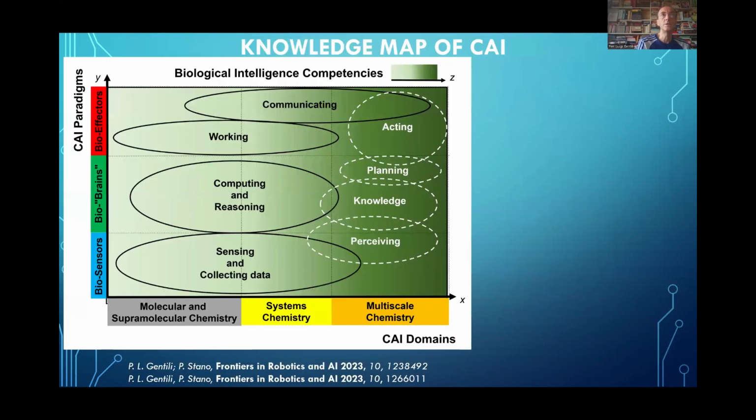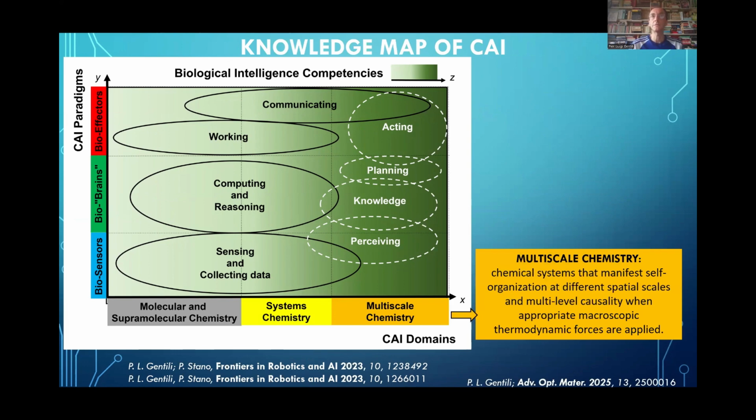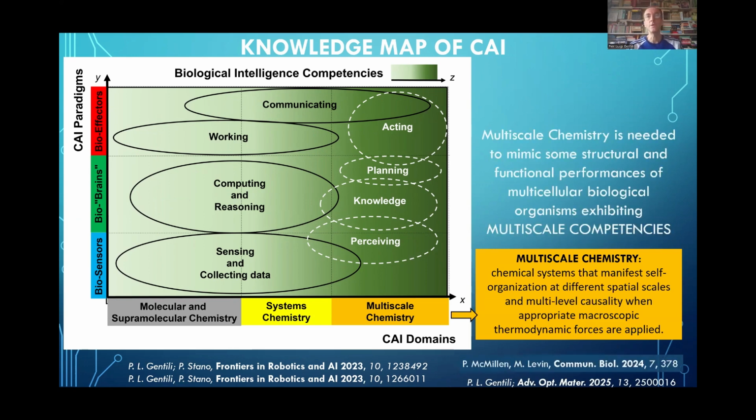In this slide, I report the knowledge map of chemical AI, that is a three-dimensional graph projected on a plane. Along the x-axis, we have the chi-domains, that are molecular and supramolecular chemistry, systems chemistry, and multiscale chemistry. With multiscale chemistry, I refer to all those chemical systems that manifest self-organization at different spatial scales and multi-level causality when appropriate macroscopic thermodynamic forces are applied. Multiscale chemistry is required to mimic some structural and functional performances of multicellular biological organisms that exhibit multiscale competencies.